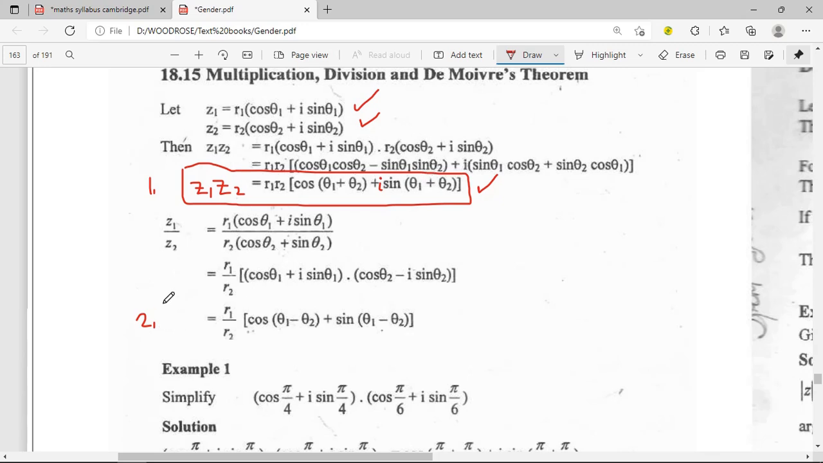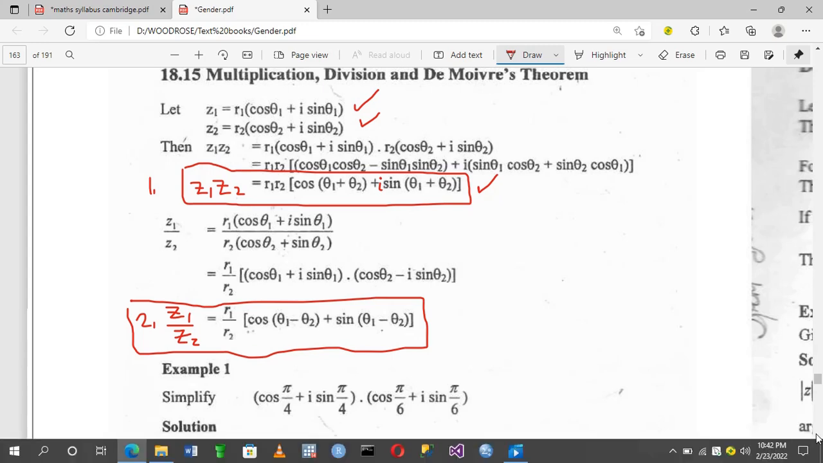Then two, on division, if we are dividing z1 divided by z2, we are simply going to divide the moduli. It's the modulus r1 divided by the modulus r2. Then for the angles, you simply subtract the angles. So these are the two laws we use when we are doing division and multiplication of complex numbers.